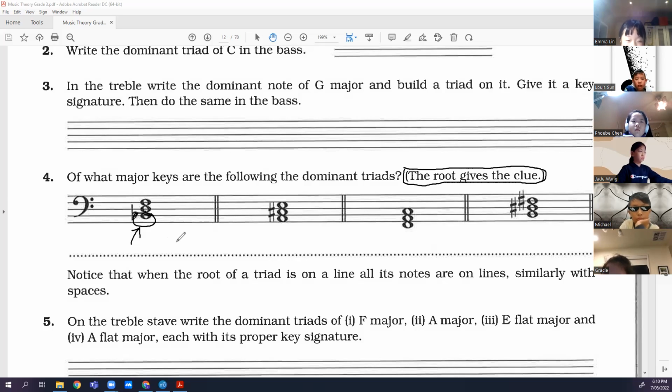Okay, so the root note is B flat. Of what scale is B flat the dominant? Anyone? I'll put it another way. B flat is the dominant of what scale? Just count down a perfect fifth. Is it E flat major? Good job. Yeah, it's E flat major.